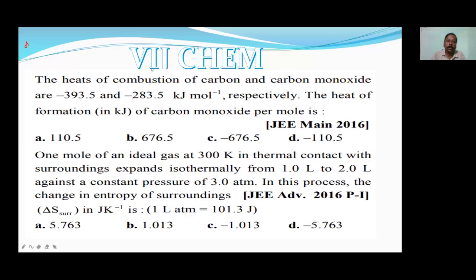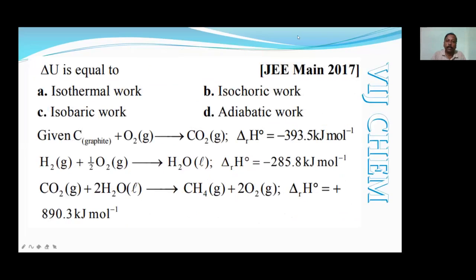Now let's see the next question. You remember the formulas, that derivation also I have told you. Next, delta U equal to. It is just a theory question, and the answer to this question is adiabatic work. Answer is adiabatic work, because adiabatic means heat is not coming. So whatever the work done at constant heat will be through the internal energy only.